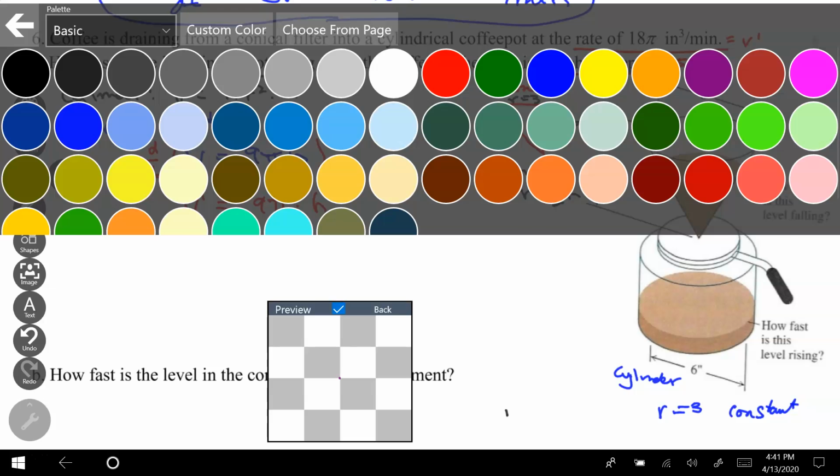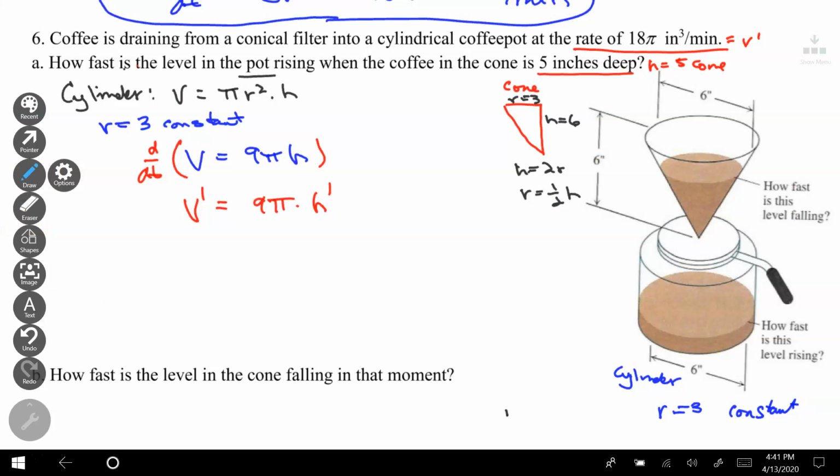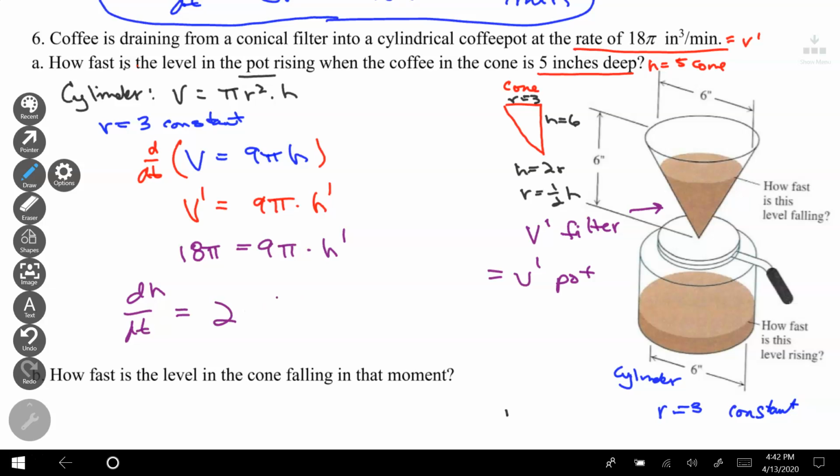is that the V prime in the filter is equal to the V prime in the pot. So whatever is dripping out of the filter is dripping into the pot. The rate of change for the volume is the same for both. Well, that's going to be 18 pi equal to 9 pi times h prime. So my dh dt is equal to 2, and this is inches per minute.